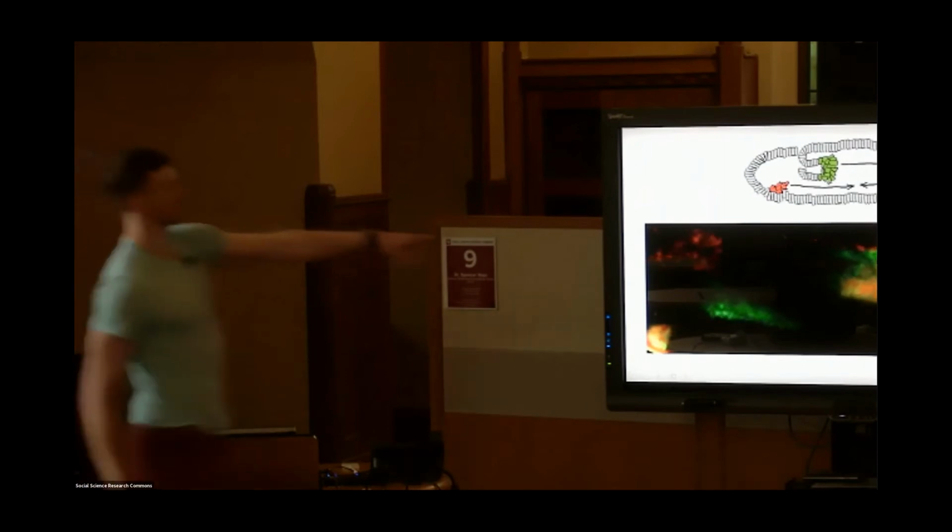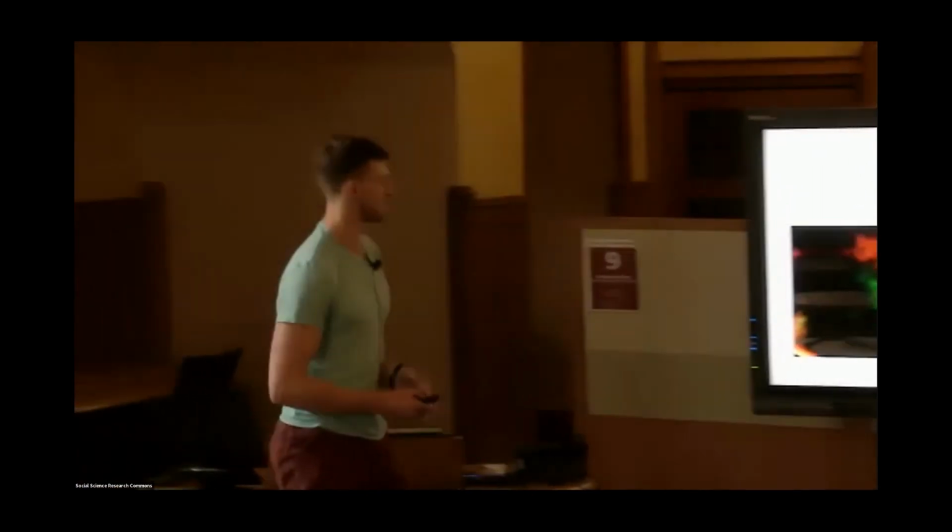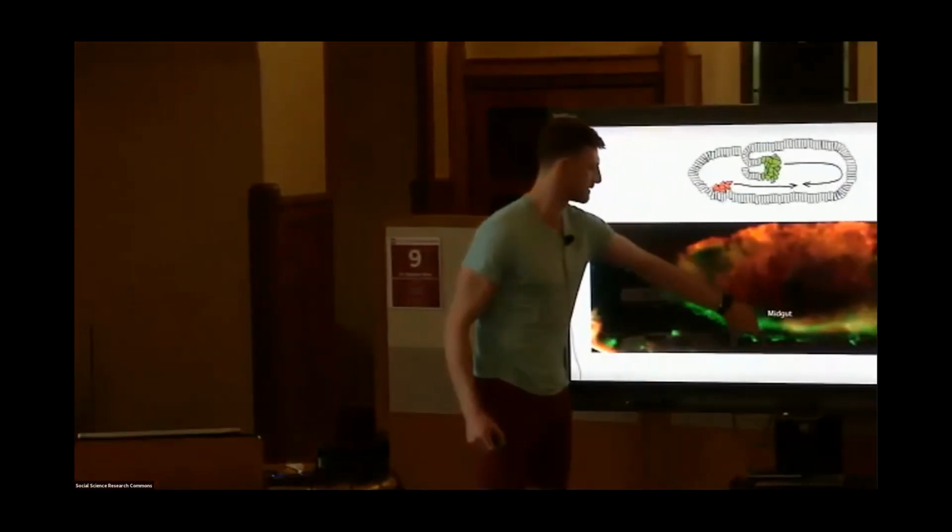So just to give you guys an idea of what I actually work with, I've got some nice videos here. This portion at the back here, the posterior midgut, you can see migrates round, and eventually meets the anterior portion. And then you can see where they've met in the center here, almost like a seal between the two, and then they re-epithelialize and form the midgut.